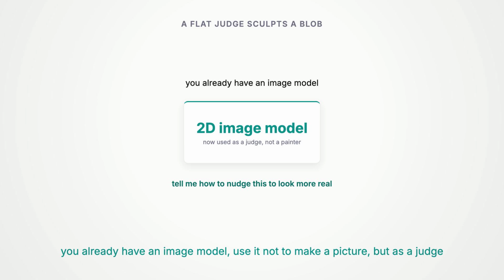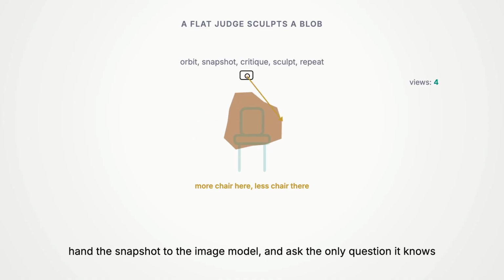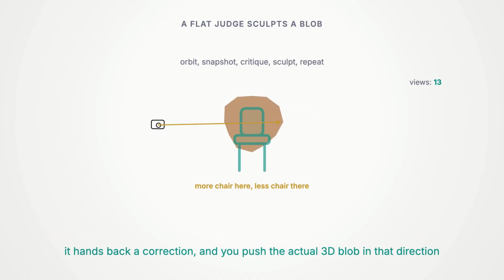Point a camera at the blob from some random angle and take a flat snapshot. Hand that snapshot to the image model and ask the only question it knows how to answer. If this were a real photo of a wooden chair, what is wrong with it and which way should it change? The model hands back a correction, this part more chair-like, that part less. You push the actual 3D blob in that direction.